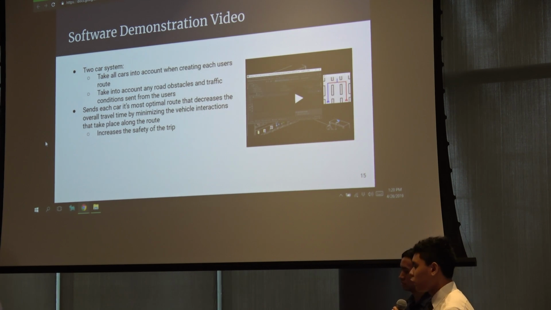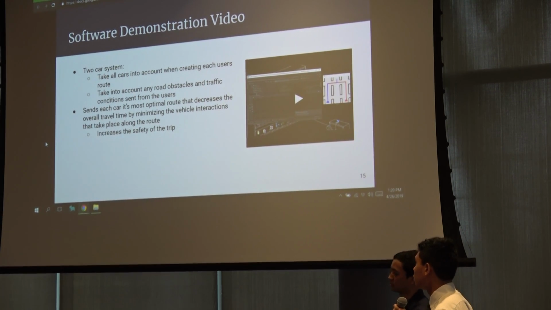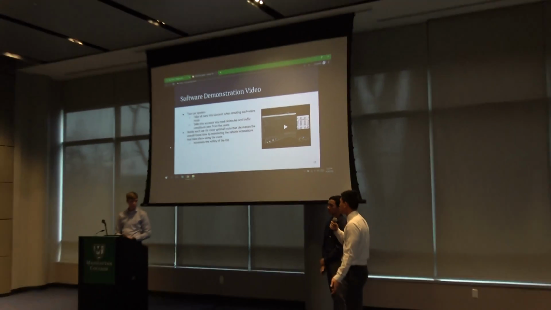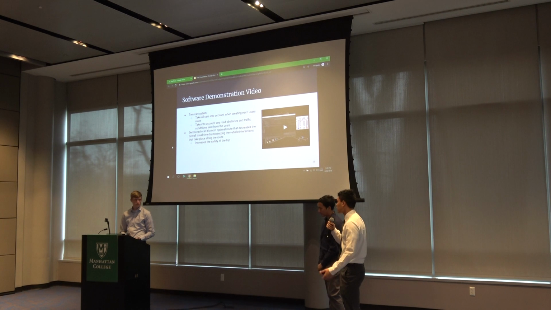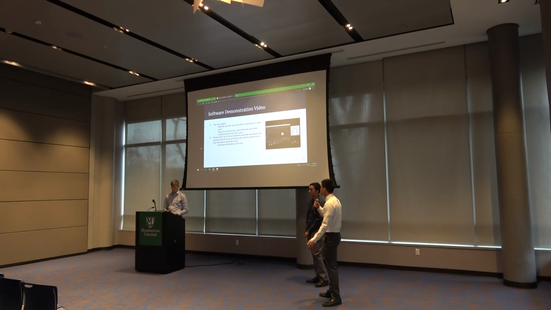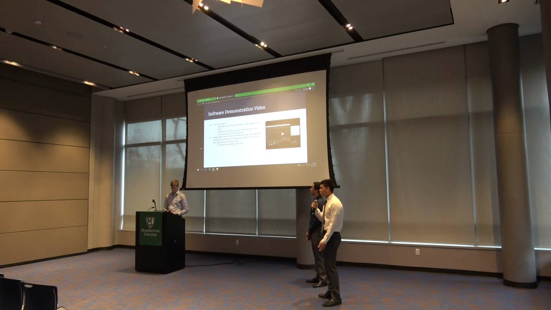After we created a one-car system, our next step was to create a two-car system. In our two-car system, we would take into account all of the routes that were created for the cars. Something we're still working on is making sure that along with the other car's route, it also detects obstacles. We were able to get it to work for a one-car system, and we're currently still working on creating it for a two-car system. Additionally, while creating these optimal routes for each of the cars, we're also minimizing the interaction between the two cars, which also increases the safety of the trip for all of the cars.